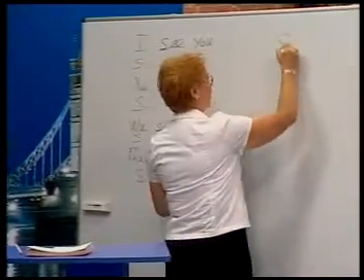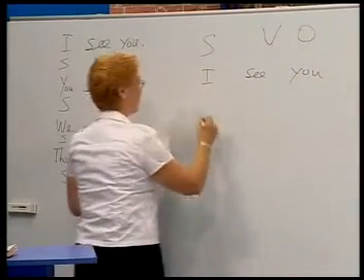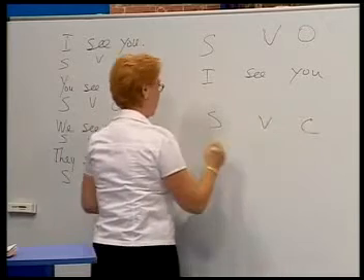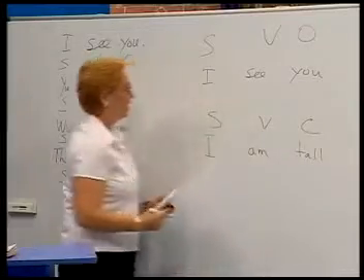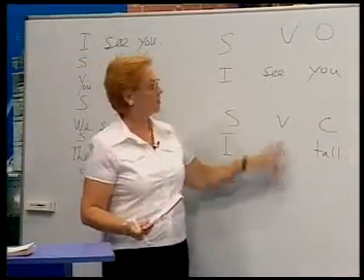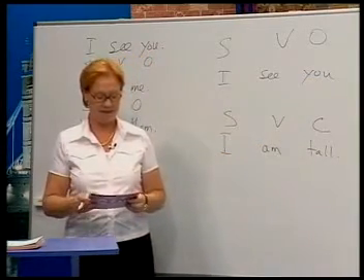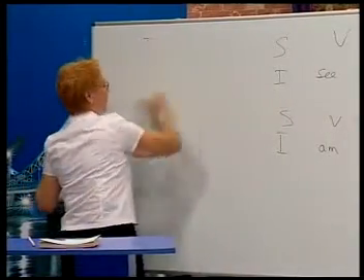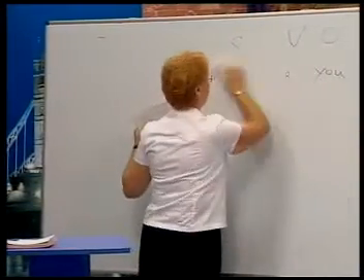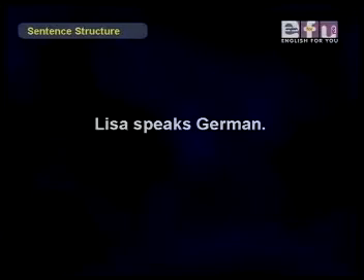So, subject, verb, I see you. This is the object. Or subject, verb, complement, I am tall. Okay? Subject, verb, object, or complement. Now, let's practice. Let me make some room here. And we'll put some sentences on the board for our assistants to help with. Now, here we go. Here's a sentence.